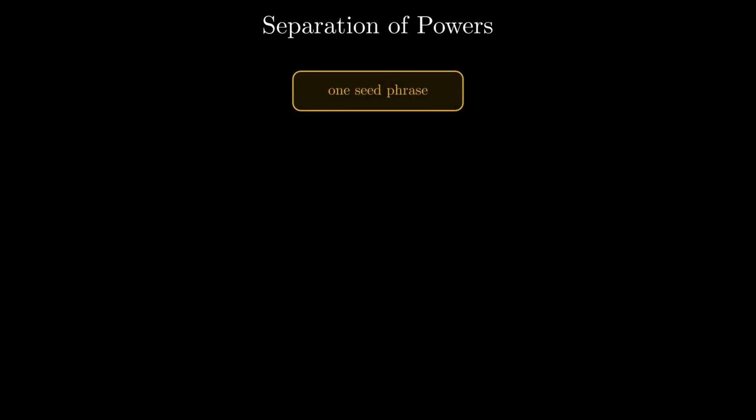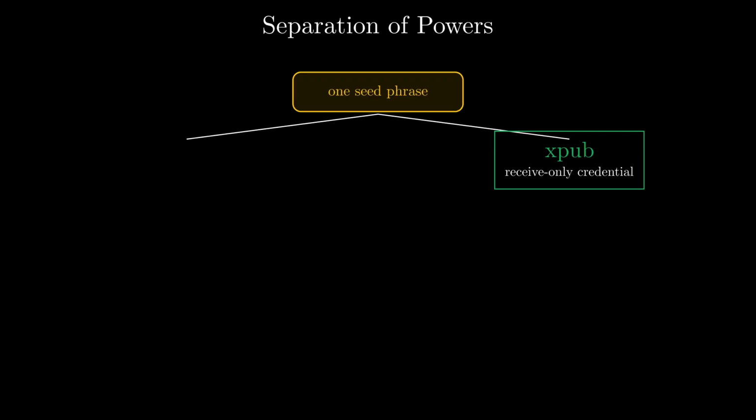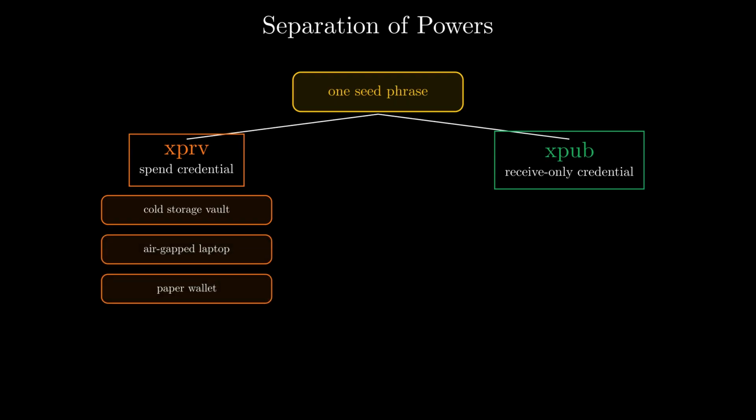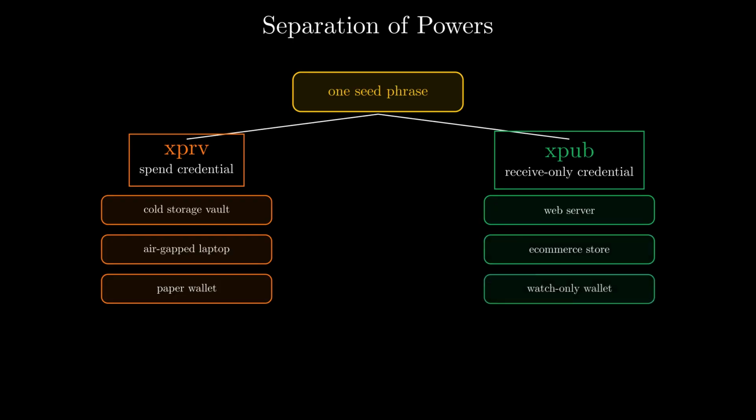Step back and see the full picture. The BIP44 tree is more than organization. It's a separation of powers. The xpub is a receive-only credential. The private key is a spend credential. This same split powers cold storage. Keys live on an air-gapped device or paper, while addresses generate freely on any hot machine.